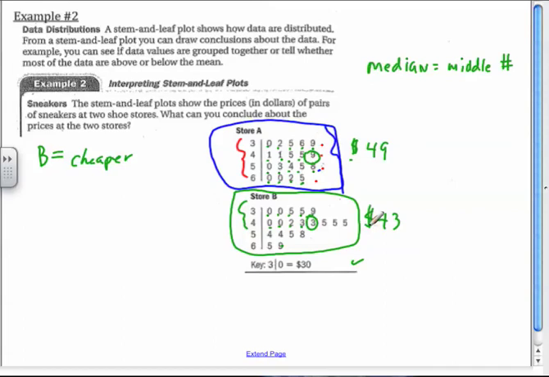Okay? That means at store B, there are as many below 43 as there are above it. At store A, there are as many below $49 as there are above it. Okay? All right. So that's how we can organize that stuff and sort of analyze it, give us an idea about that information. All right. Good job, guys.